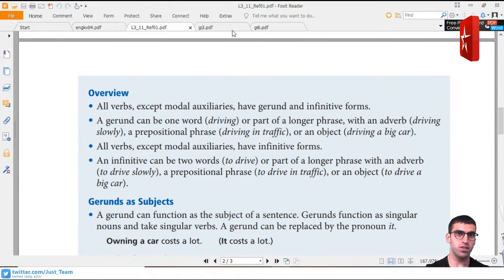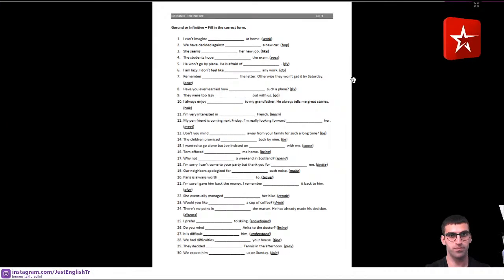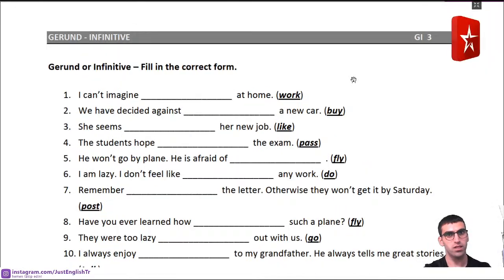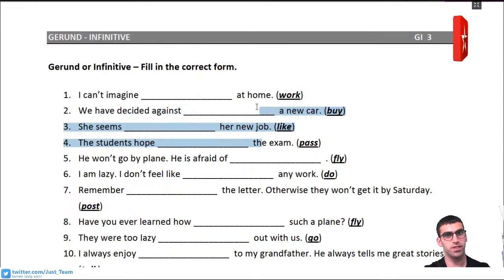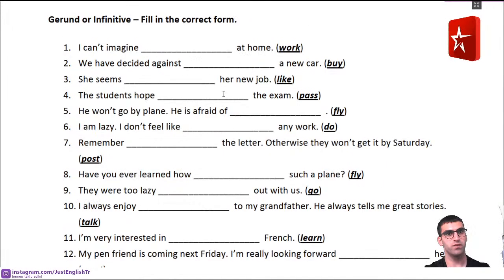Yes, and let's continue with the exercise. Let me make it bigger for you. Let me show you on a big screen. We have 30 sentences here. We have to choose the correct form, gerund or infinitive.